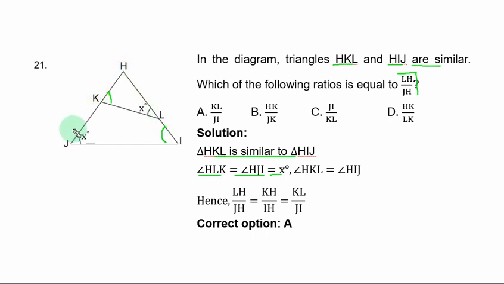over JH is simply equal to KH over IH, and that is equal to KL over IJ. So if you compare all the sides, we have this that is similar to this, and you have option A as the correct option.